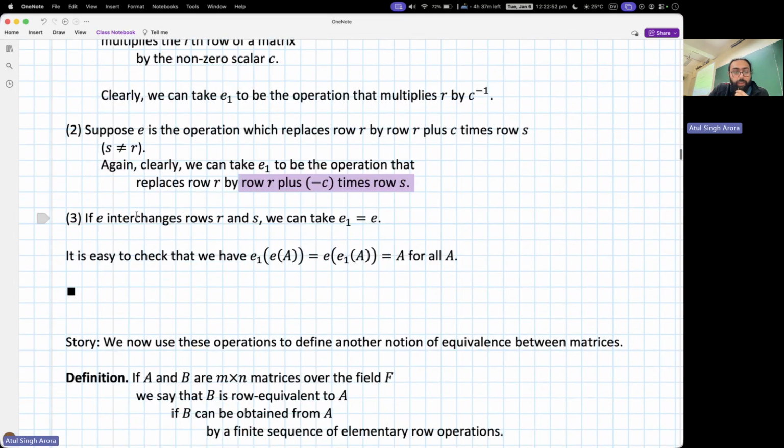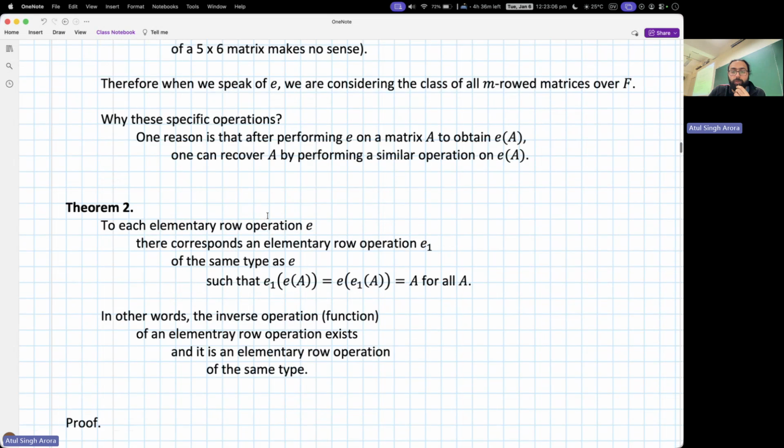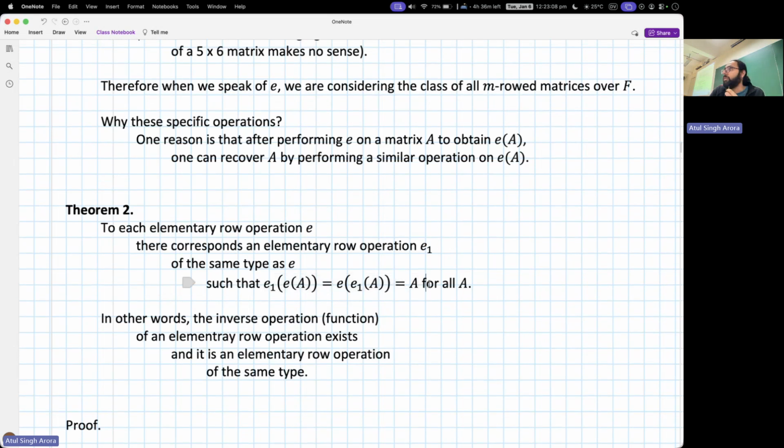Okay. And then the last operation is very straightforward. If you're interchanging rows R and S, to get the whole matrix back, you do the same replacement again. So that's completely trivial. So for all three operations, we have the fact that this is actually equal to A. So the statement is indeed that you can get the inverse. Is that okay? Any questions?